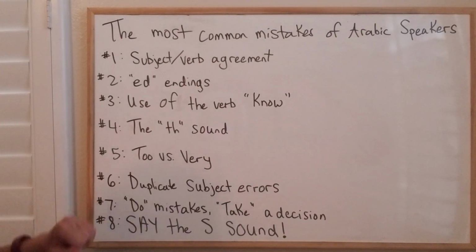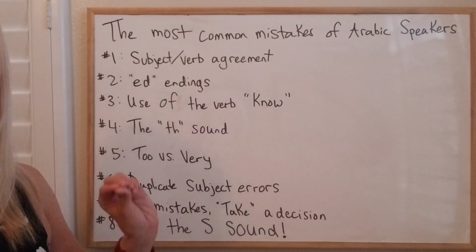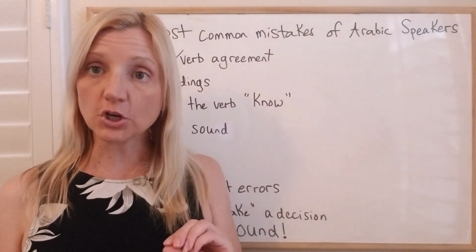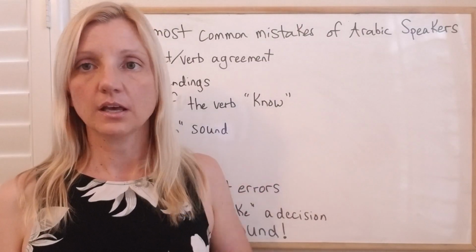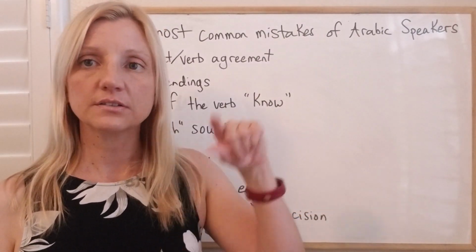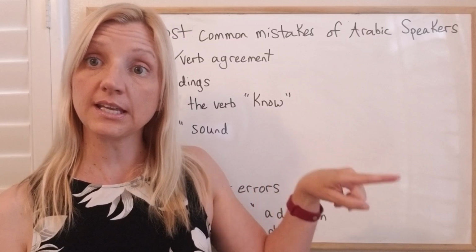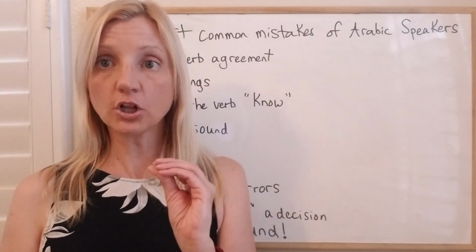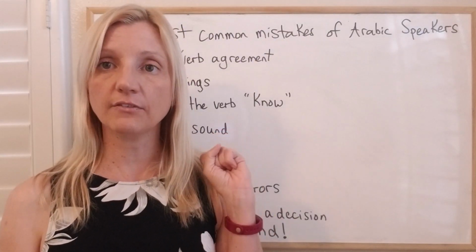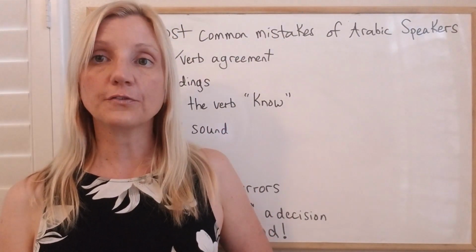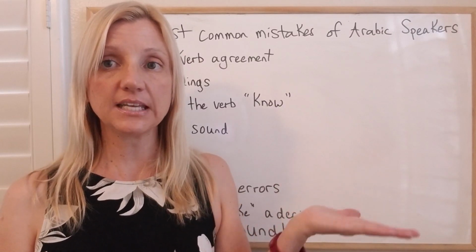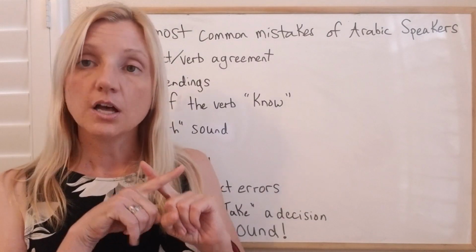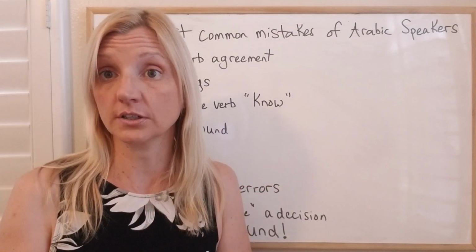Okay, number 6, duplicate subject errors. What I mean by this is the speaker tells me the subject, like the professor, and then says a pronoun. The professor, he says. The woman, she thinks. Every clause in English can only have one subject. So if you say, my husband, he is a doctor, you're duplicating the subject. Just say, my husband is a doctor.